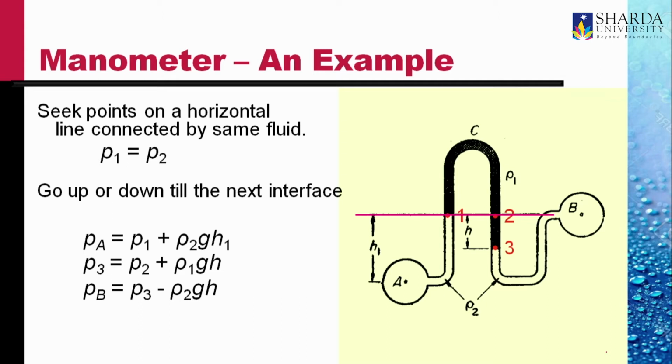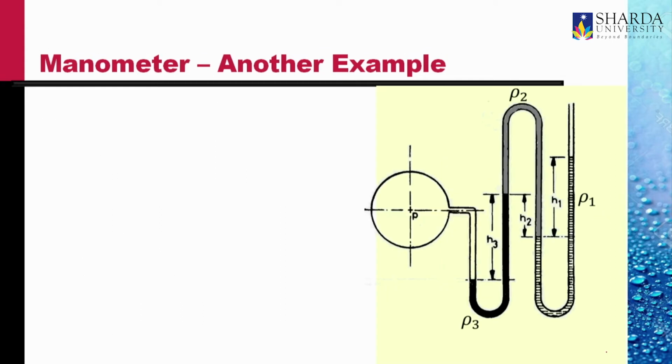Putting it all together, that is summing these three equations, we get PA minus PB is equal to rho 2 G (H1 minus H) minus rho 1 GH. If we know the heights H and H1 and the densities rho 1 and rho 2, we can calculate the pressure difference PA and PB. We do another example, a little more complicated manometer.